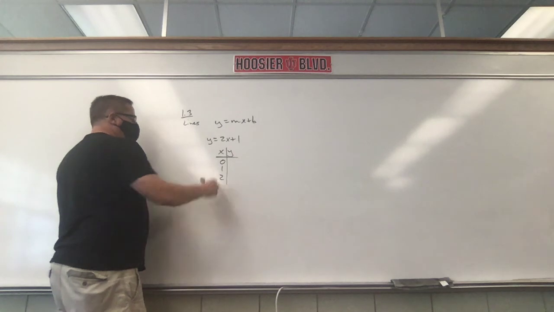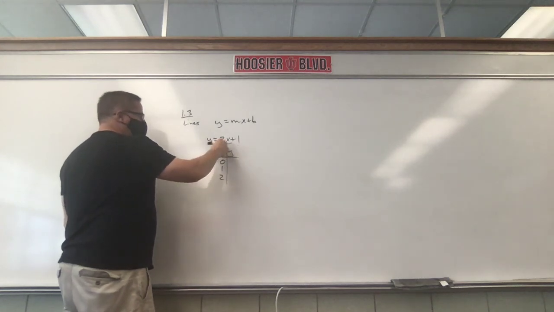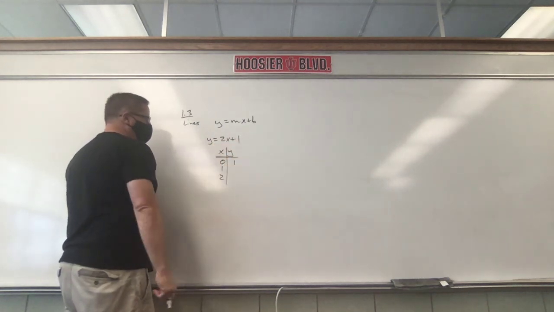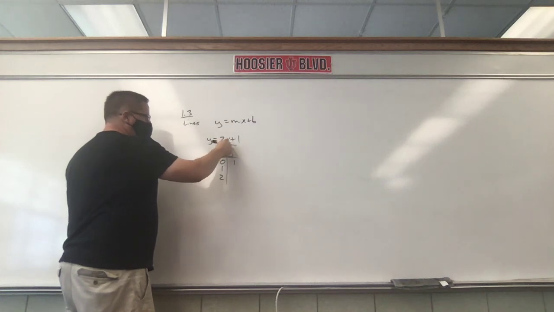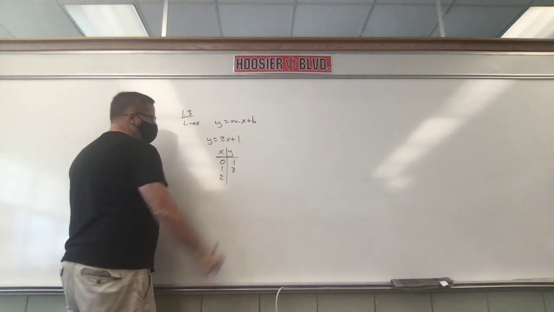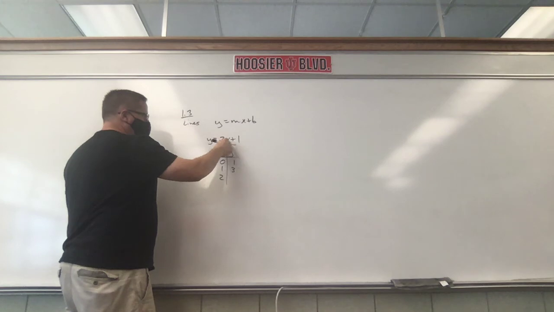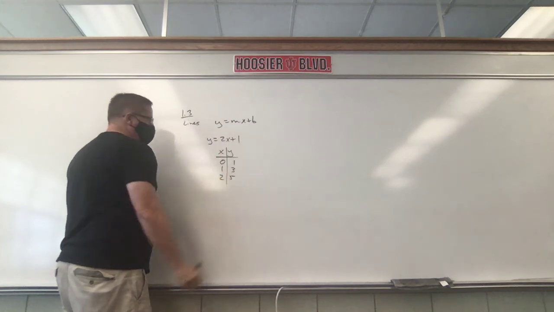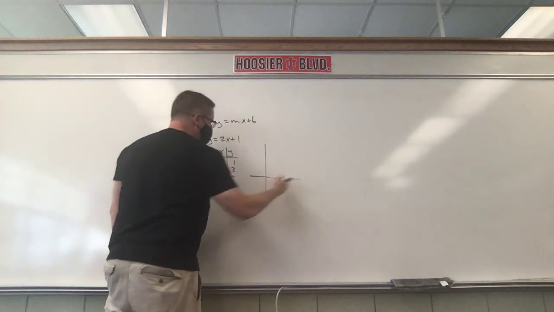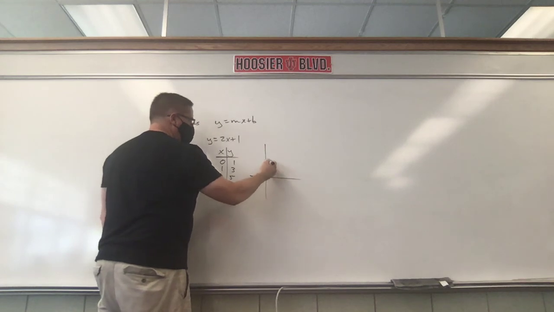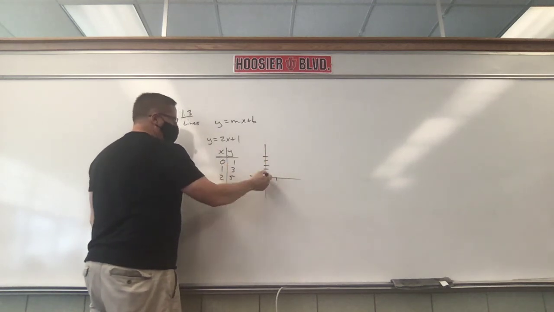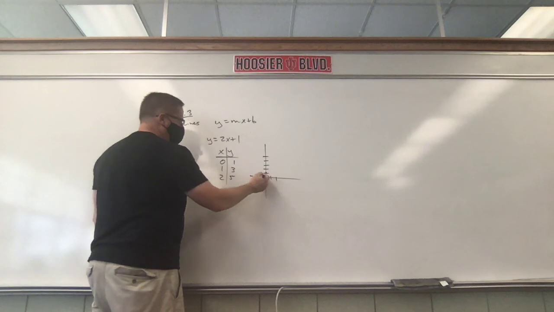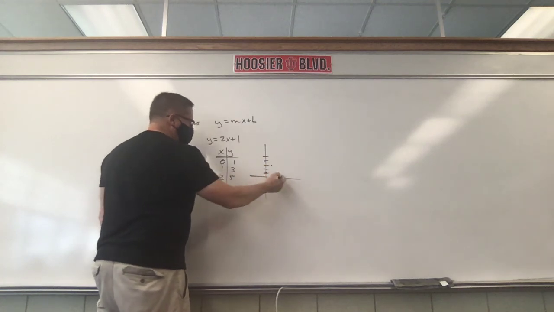All right. If I plug in 0 for x, 2 times 0 is 0, plus 1 is 1. If I plug in 1 for x, 2 times 1 is 2, plus 1 is 3. If I plug in 2 for x, 2 times 2 is 4, plus 1 is 5. And then you graph it. 1, 2, 3, 4, 5. 0, 1 is up 1. 1, 3 is over 1 and up 3. 2, 5 is over 2 and up 5.